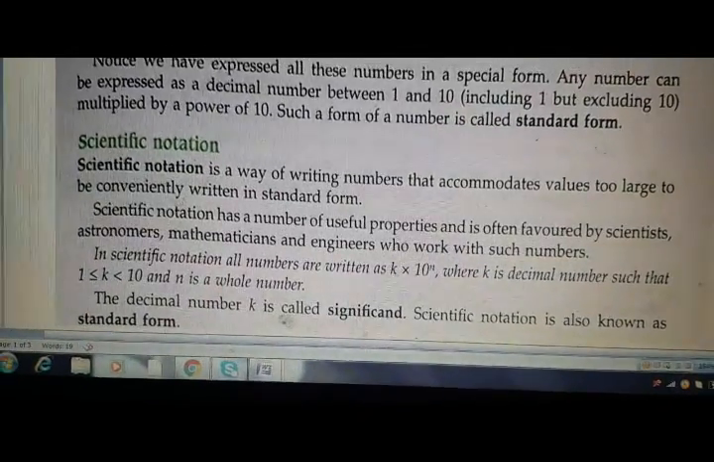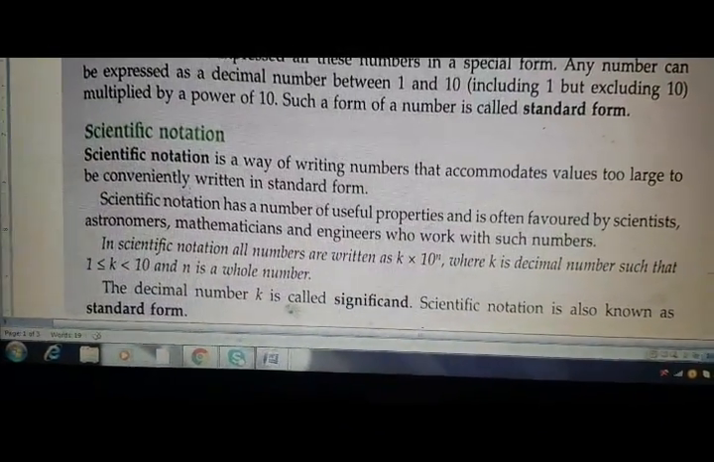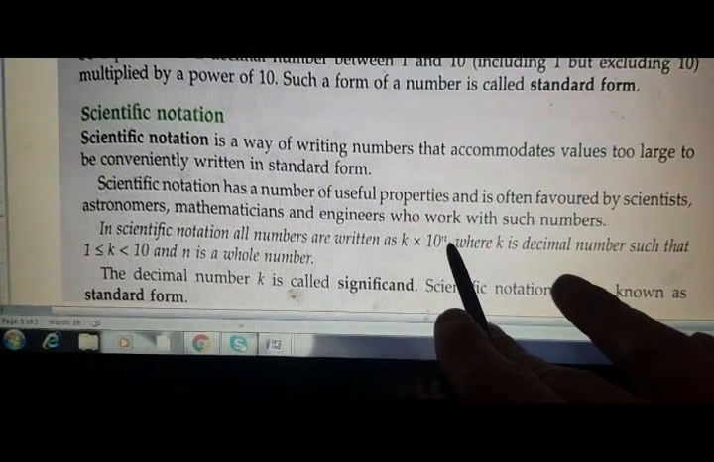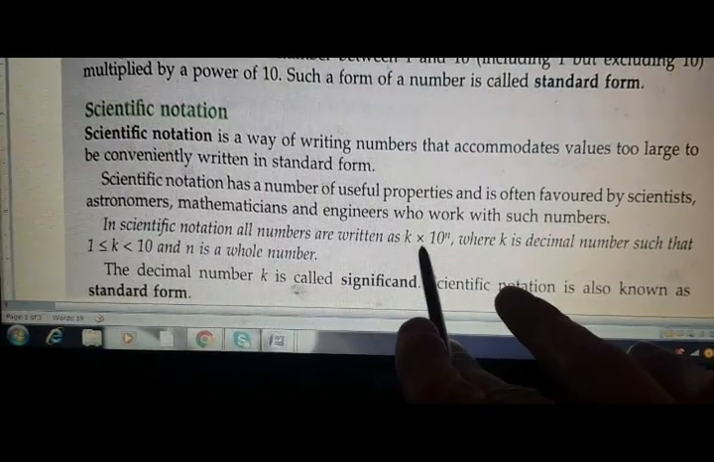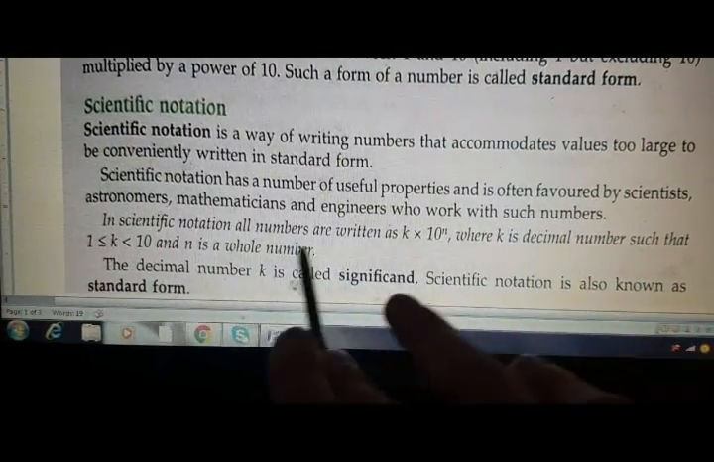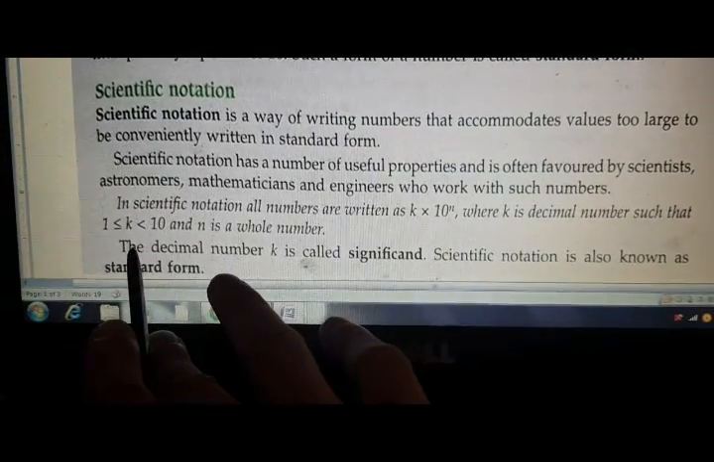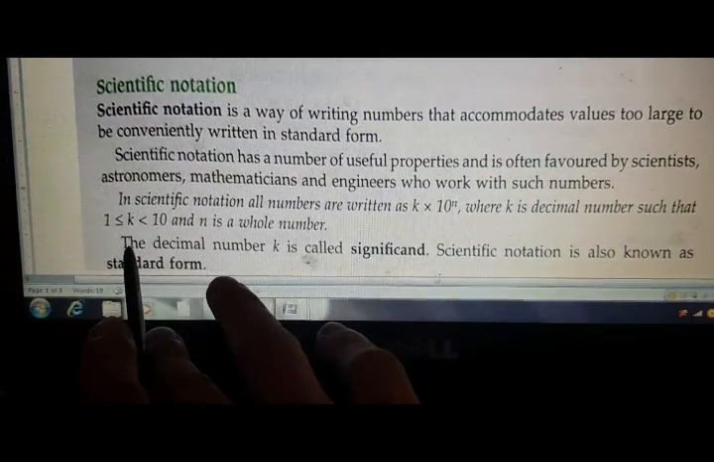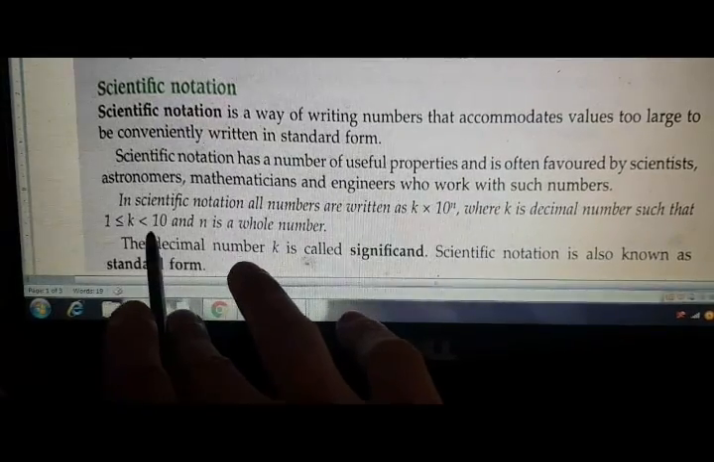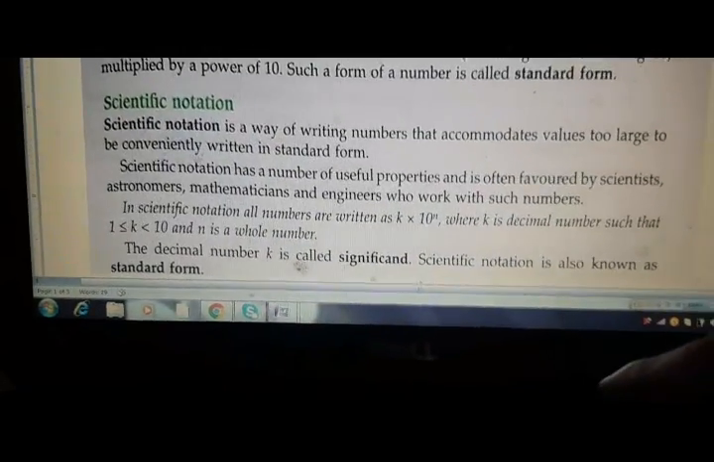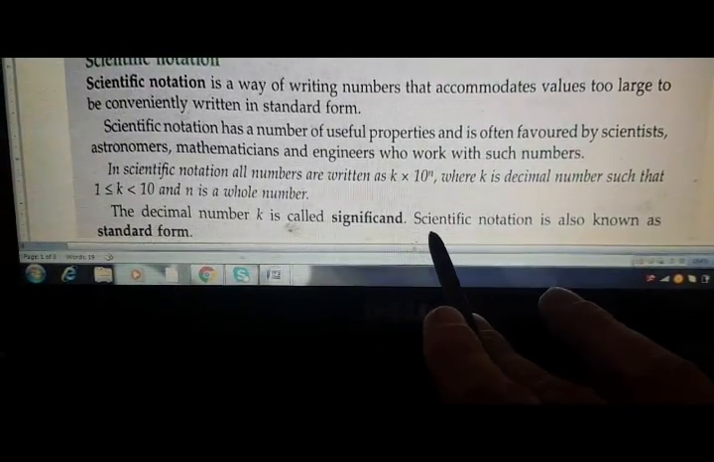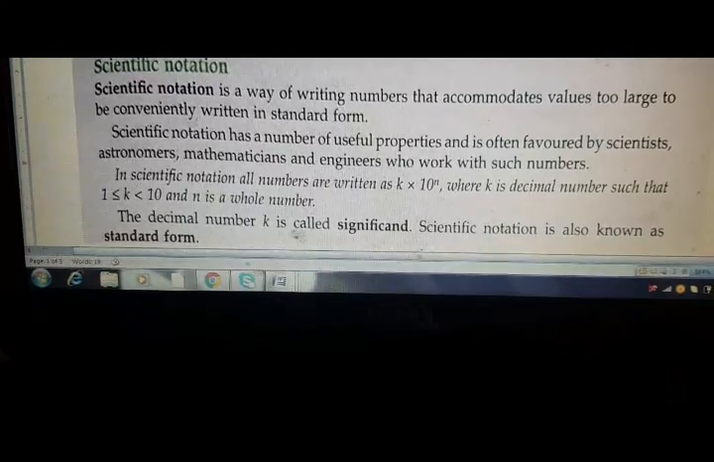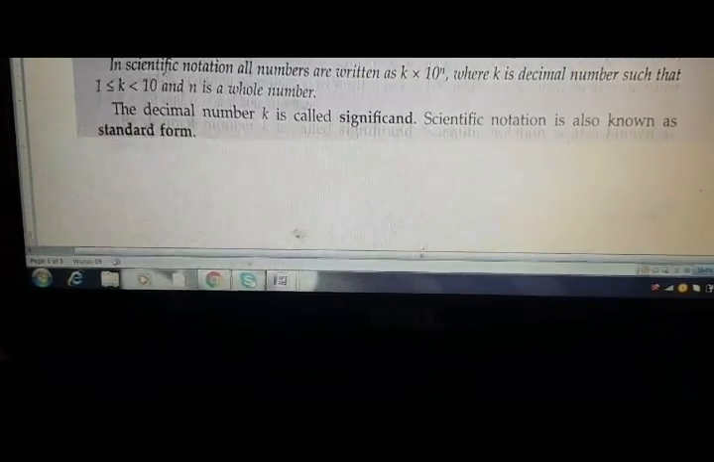In scientific notation, all numbers are written as k into 10 to the power n, where k is the decimal number and 10 to the power n is the power of 10, such that 1 is less than or equal to k, and k is less than 10, and n is a whole number. The decimal number k is called the significand, and scientific notation is also known as standard form. Alright, so let's understand with the help of an example.